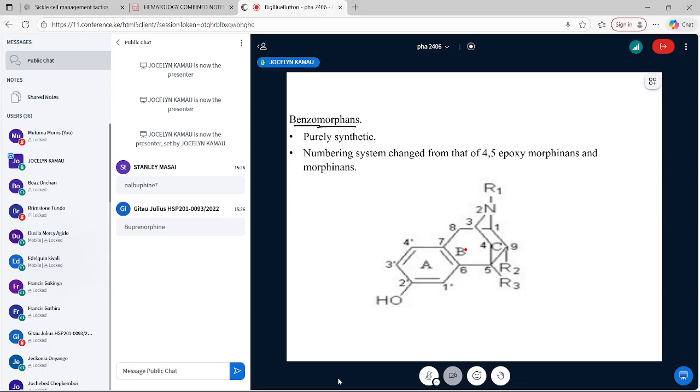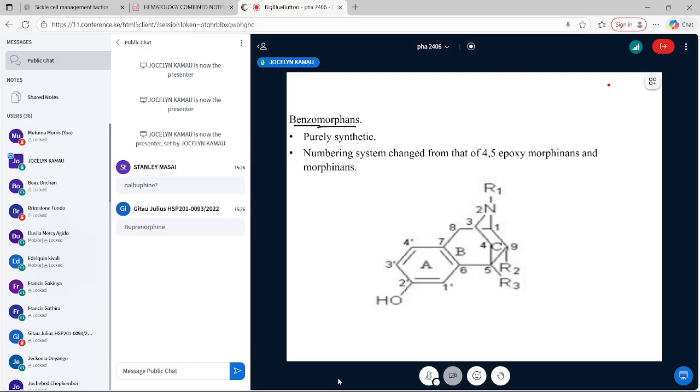So you can see that is our ring A, which was the phenyl ring. Our ring B remains. We have removed the former ring C. And now the former ring D is now a ring C. So we now have rings B and C here, and of course this was B and D in morphine. So B and C is what we call the morphan, and then we call it benzo because we have the benzo ring.